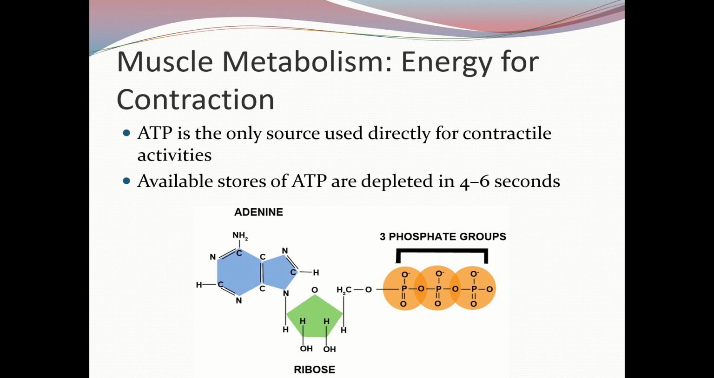So it takes a lot of energy for this to occur, because every time that myosin pivots and then detaches, an ATP is involved. And so ATP is the only source used directly for contractile activities. In the muscle, the ATP stores that are already available are depleted within 4 to 6 seconds. So there's no way that that can sustain muscle contraction.